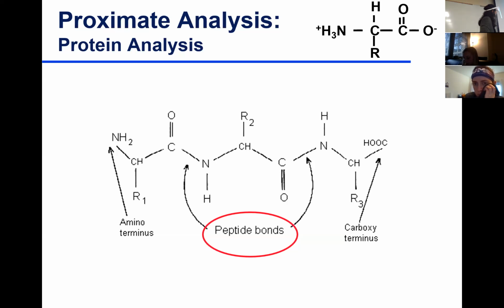I had a question come up in the chat. Chris is asking, measure at 280 or 220? A protein that is intact, you can measure at both, either 280 or 220, but it is recommended to measure at 280 when the protein is intact.